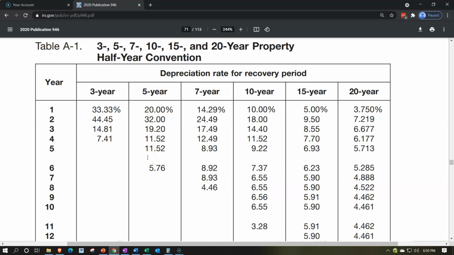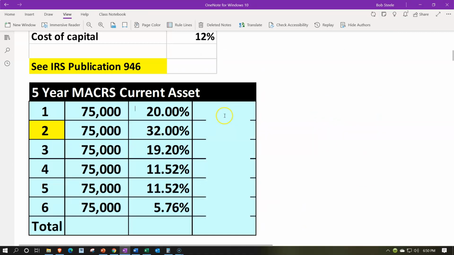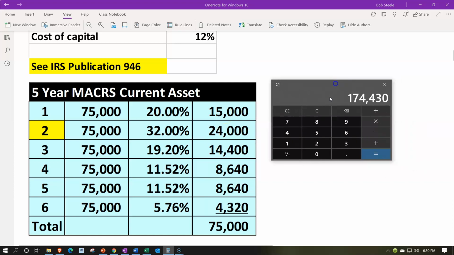Half-year depreciation in year 1, and you can think about half-year in year 6, although year 6 is more of a plug at the end of the time process. So we'll plug these into the table. We're just going to take the 75,000 times our rates, and that's going to give us our ending numbers here in our bottom line.